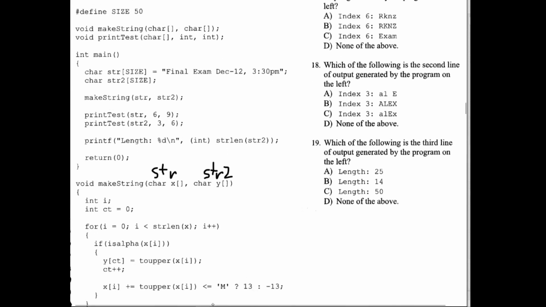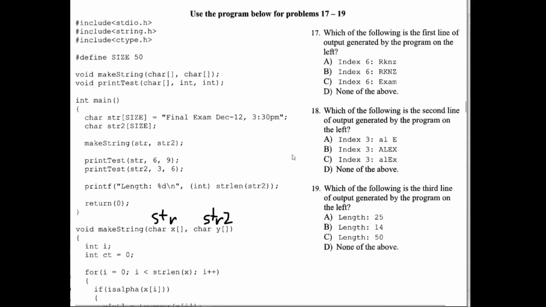We know that this is checking if it's alpha, but it's not checking if it's uppercase or lowercase. And it's not changing it to uppercase. So if it's a lowercase letter, it's just going to have 13 or negative 13 added to it, if its uppercase equivalent is less than or equal to m or greater than m. So the correct answer to question 17, because this does not actually change all of those characters to uppercase, is A.